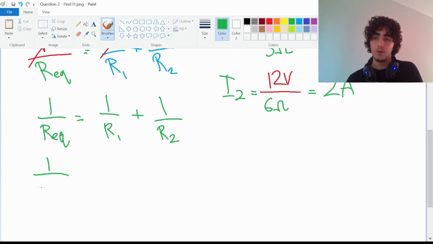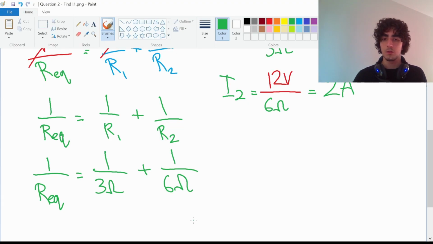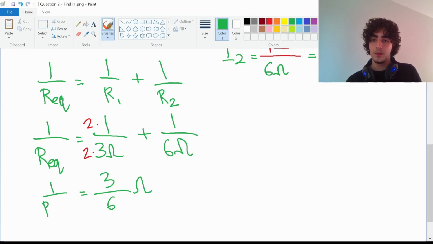So 1 over R equivalent is equal to, the value of R1 was 3 ohms, so we have 1 over 3 ohms, plus the value of R2 was 6 ohms, so 1 over 6 ohms. So if we do some basic algebra here, we can see the common denominator being 6 ohms. So we can multiply this fraction by 2. So then this will equal 3 over 6 ohms. But this is not the equivalent resistance. This is the 1 over equivalent resistance.